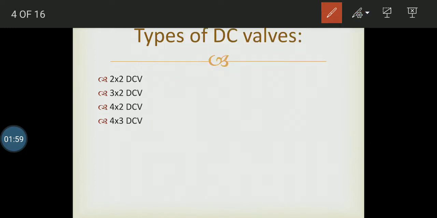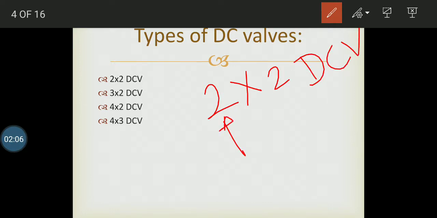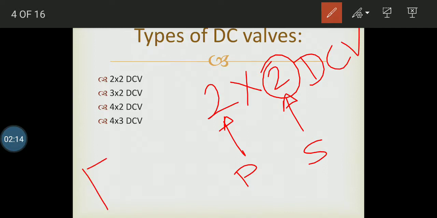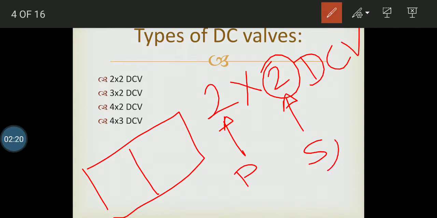Now I want to discuss something. When I am talking about a 2x2 DCV, the first number relates to the number of ports and the second relates to the number of sections. When I talk about sections, suppose I have a rectangle; I will divide it into two because the number of sections is 2. So I divide the complete rectangle into two sections. I am drawing the symbol of a 2x2 DCV here.